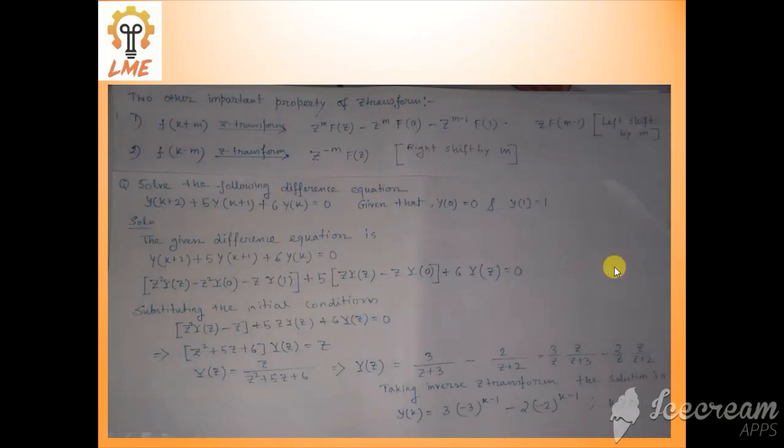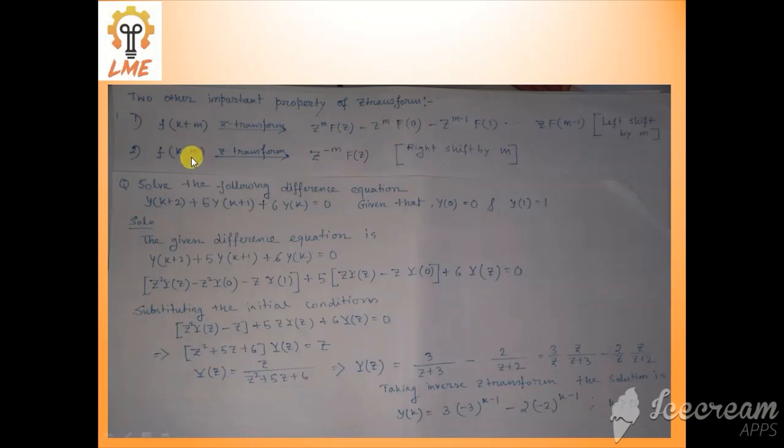Two other important properties that you have to know before solving the difference equation are the right shifting property and the left shifting property. Now suppose this is f(k plus m). If the z transform of f(k) is F(z), and it is left shifted by m samples, that is f(k plus m), then the z transform is z to the power m F(z) minus z to the power m f(0) minus z to the power m minus 1 f(1), in this way, up to z into f(m minus 1).